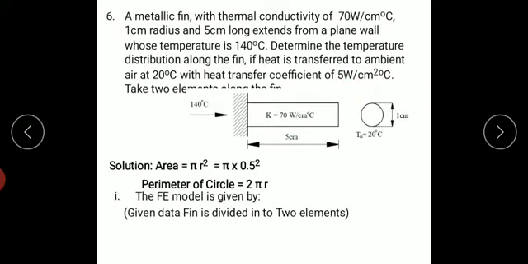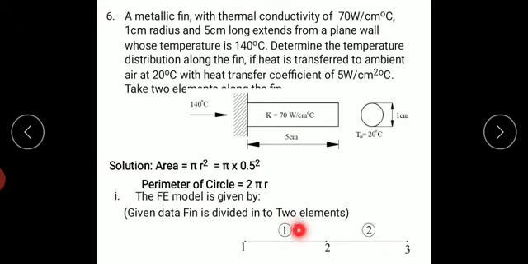Now, what is the area? Pi r square, because it is circular. The perimeter of the circle is 2 pi r. The very first step is to create the FE model, that is, decide how many elements and how many nodes we have.